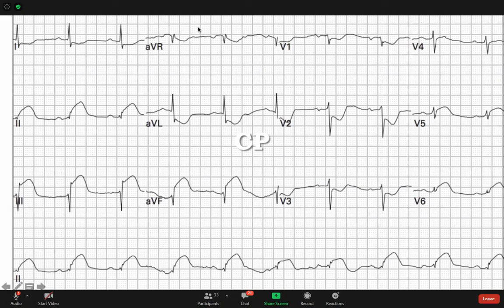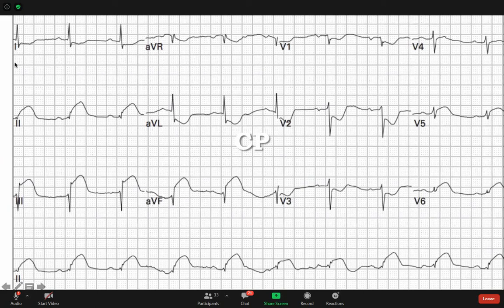مين يبغى ياخذ ال ECG هذا؟ يلا شباب. I need somebody new. السلام عليكم. أعطنا صوت دكتور. واضح صوت.